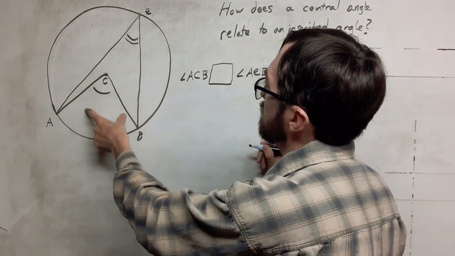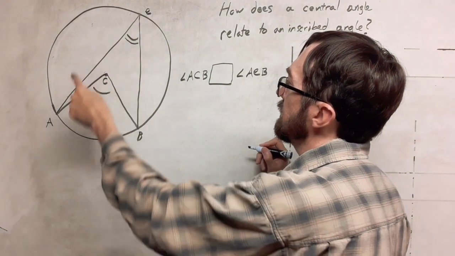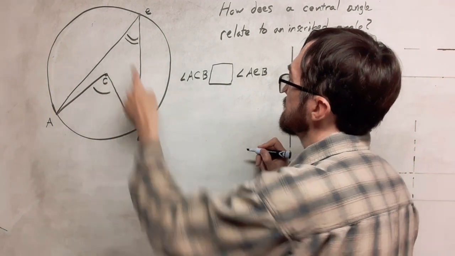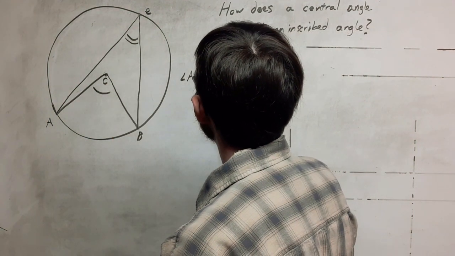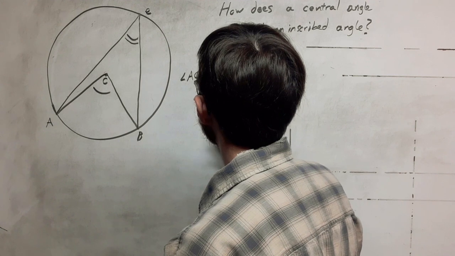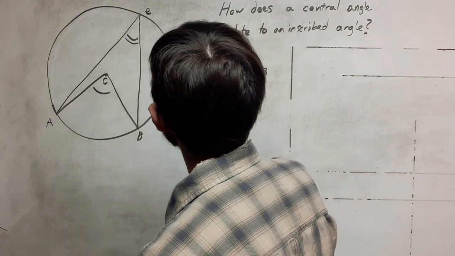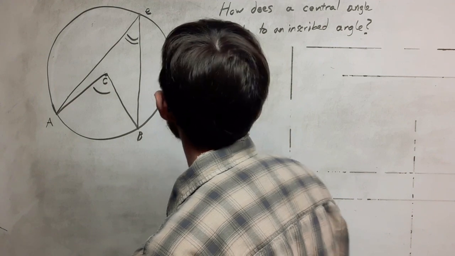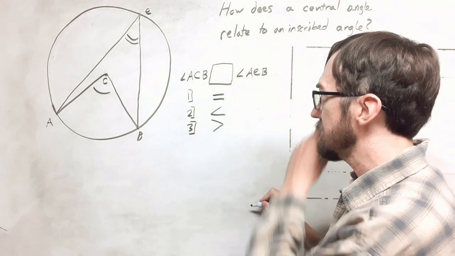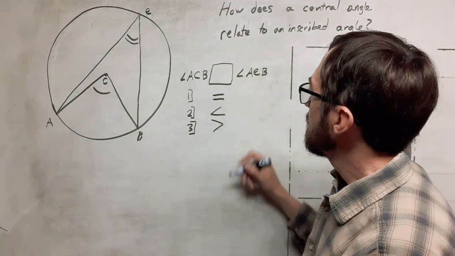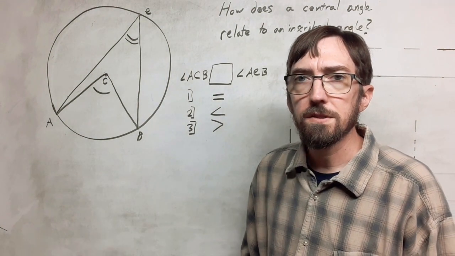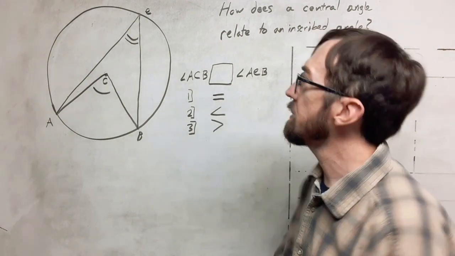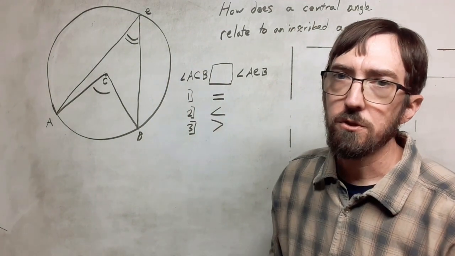Is this angle equal to this angle? Is this angle greater than this angle? Or is this angle smaller than this angle? So options we have: equal, less than, greater than. So this is option 1, option 2, and option 3. So in the conjecture phase, you would say one of these things that you believe it is, and then you would try to prove that situation.